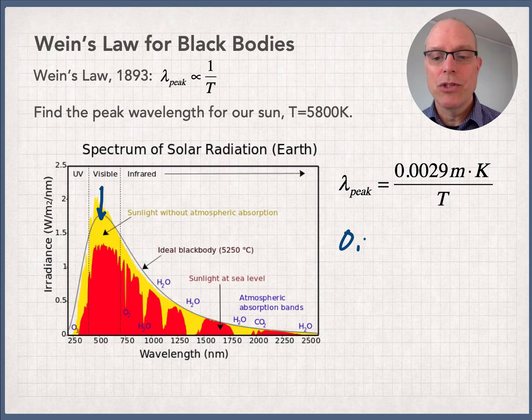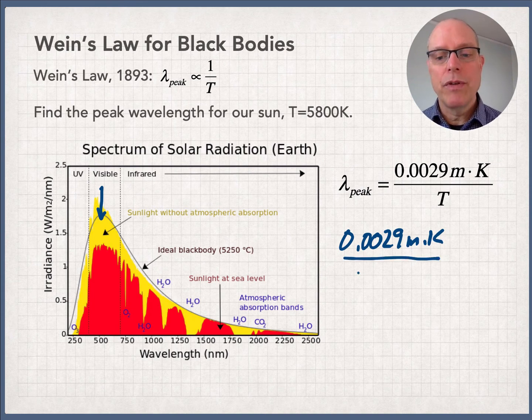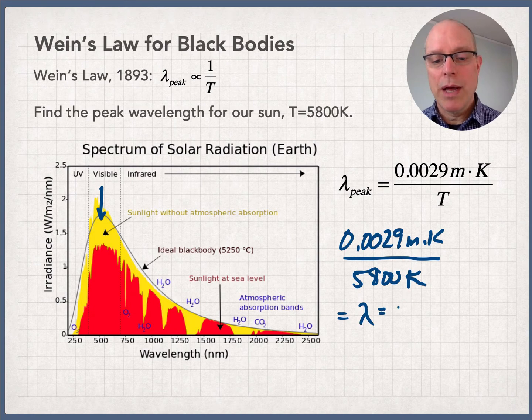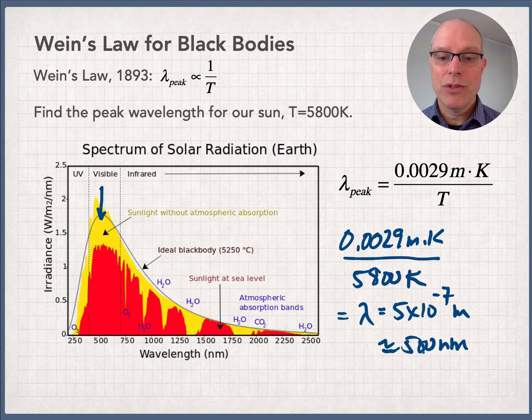It's really easy. So if we take 0.0029 meters times kelvins, and just divide that by the Kelvin temperature of the sun, 5,800 Kelvin, what it gives us is that the peak radiation is around, let's see, I have it here, it is 5 times 10 to the negative 7 meters, and that's equal to 500 nanometers. So why is the sun yellow? Well, that's why the sun is yellow. It's related to the temperature of the sun.